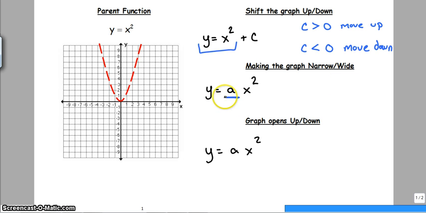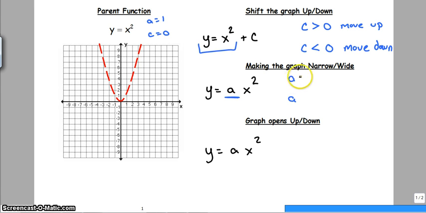Making the graph narrow or wide, that depends on a. A is whatever number we're multiplying x squared by. In our parent function, that's 1. A is 1, and c is 0 in our parent function. So for a function that we want to make wider or more narrow, we multiply x squared by a number. That number is going to determine two things. One, how wide or narrow it is, and also whether it opens up or down.